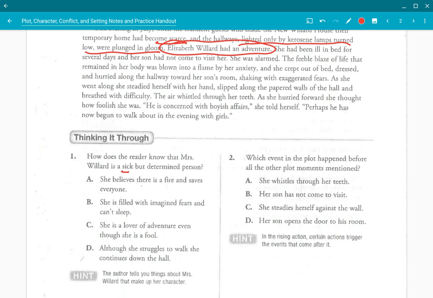So these are our key character elements that we're determining. And we're going back into the passage to look for details that show us she's sick. Okay, where do we find evidence that she is sick? She steadied herself with her hand. She's not doing very well. She breathed with difficulty. She had been ill in bed for several days. So the author there tells us that she's not doing well. And then here we see that she is determined because even though she's not feeling well, she hurried forward. She still kept going down the hallway, even though it wasn't going well for her. So the correct answer there is D.